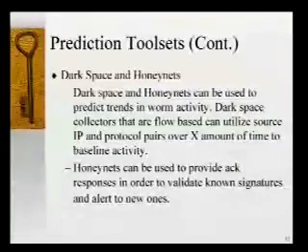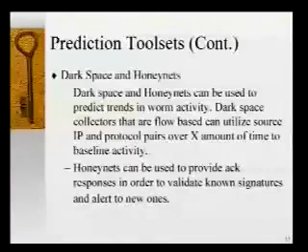Dark space and honey nets. So dark space and honey nets can be used to predict trends in worm activity. One of the tools that we use is PeakFlow, which has some dark address capability. We also have our own systems that look at dark address space. You look at unique IP and protocol pairs, and you baseline this activity. So if you have unique ports and protocols, we get roughly about 10,000 hosts per hour.